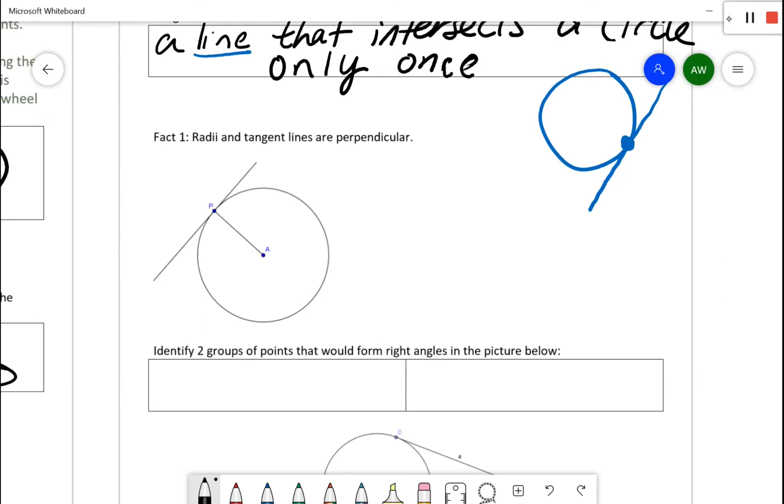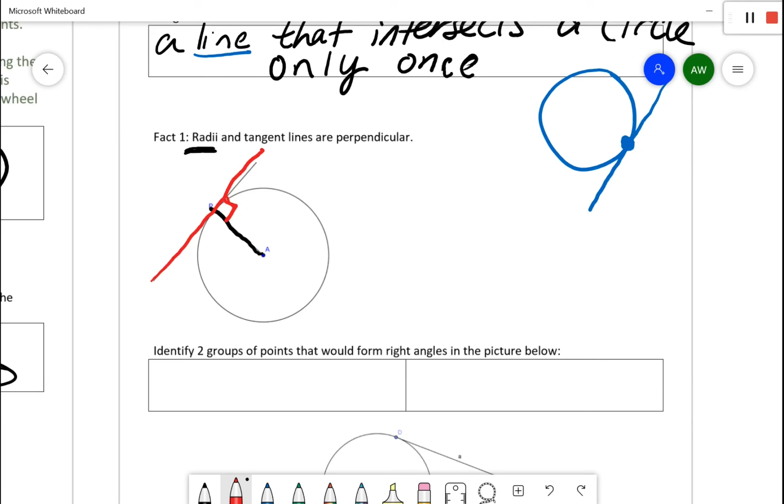So the first thing we want to notice is that radii, that's just the plural of radius. Remember that a radius is any line segment going from the center of our circle to the outside of our circle. So every radius is the same because that's the definition of a circle. So in this first picture that they gave us, we have a radius, right? AP is a radius. And we also have this tangent line here, this line that goes like this. And their claim, this fact is saying that these form a right angle.